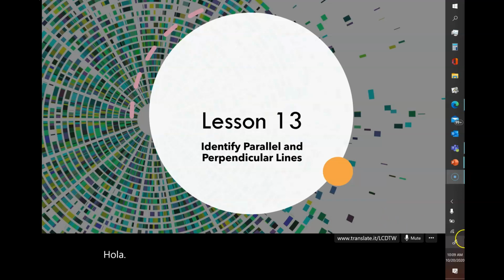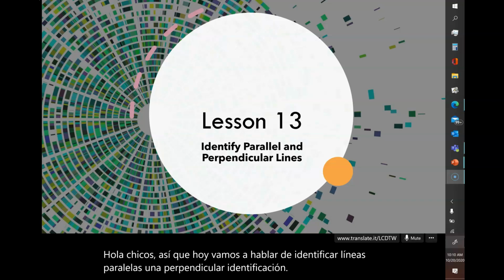Guys, so today we are going to talk about identifying parallel lines and identifying perpendicular lines. All right, so let's go ahead and get started.